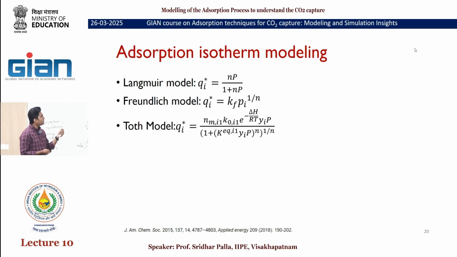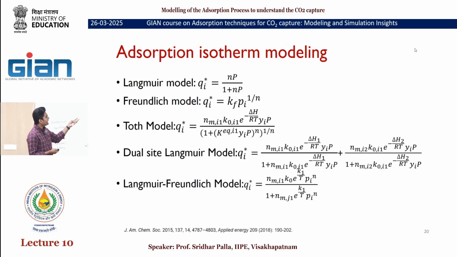We have the Toth model. Toth, dual site Langmuir and Langmuir-Freundlich are advanced models, developed on the basis of the Langmuir and the Freundlich models, by overcoming all the limitations that we had for the Langmuir model, and overcoming the assumptions that we made while developing these models. These are very interesting models, so we will look at them in the coming tutorial.